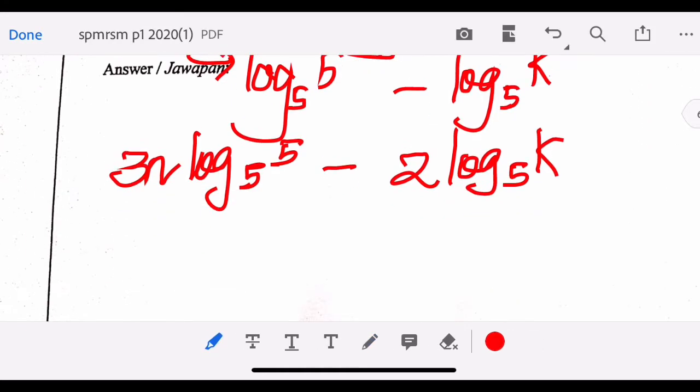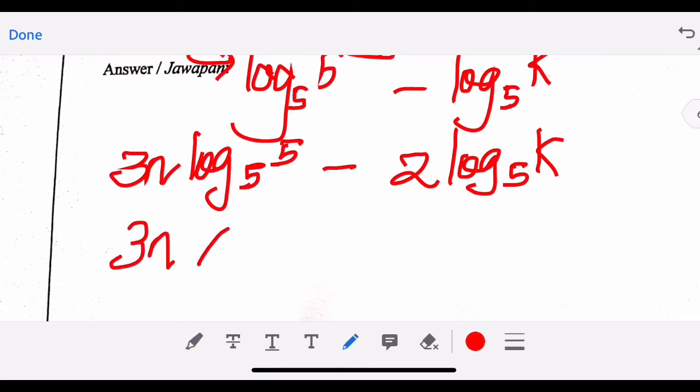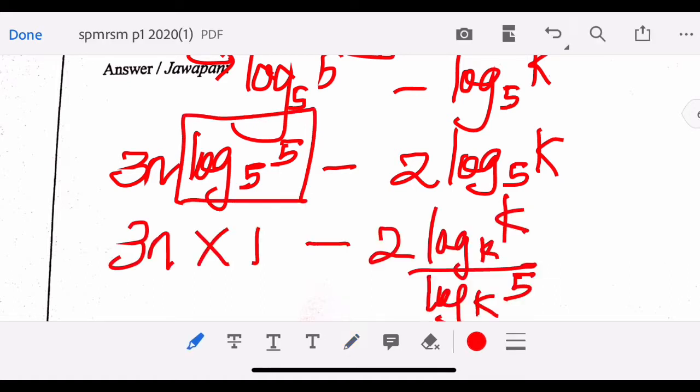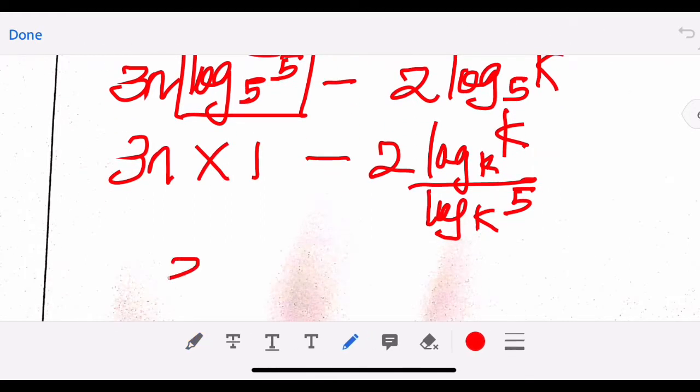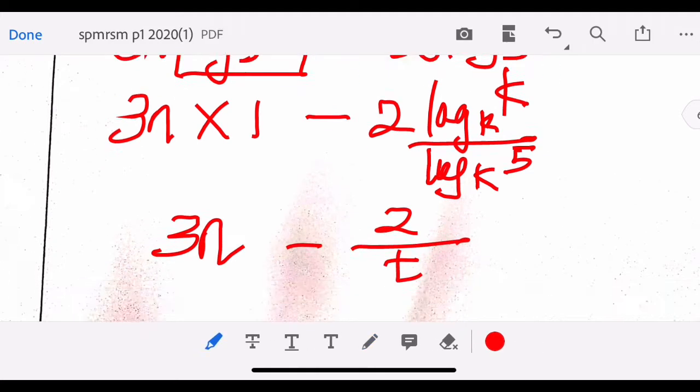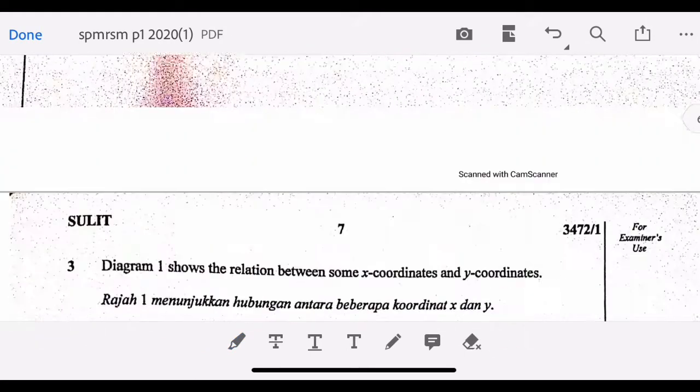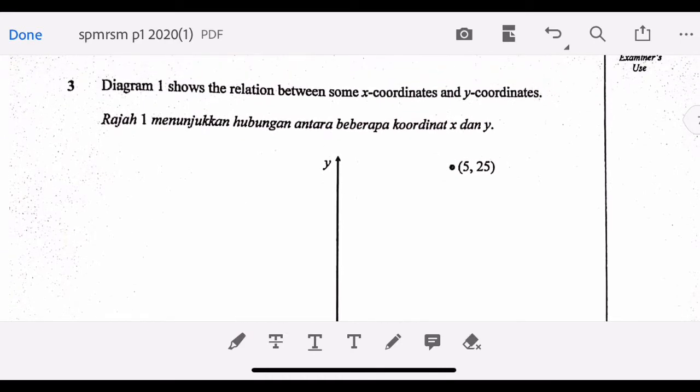So finally we need to convert to base k. When you change a base, you always do like this: the k on top, the 5 below. So the answer is 3n minus 2 over t. You can leave your answer like that. This is the simplest answer. Let's see the next one, number 3.